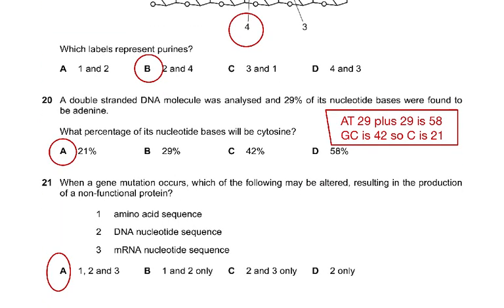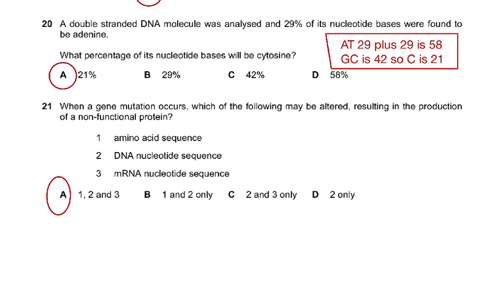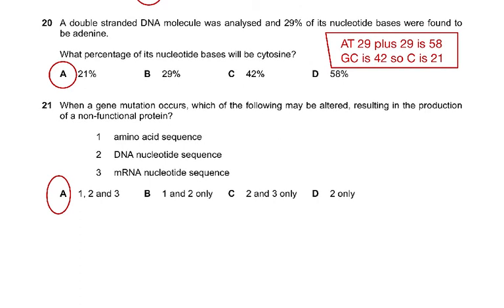Then we come on to question 20. A double-stranded DNA molecule was analyzed and 29% of its nucleotide bases are found to be adenine. Which percentage will be cytosine? And that was easy. 29 adenine and thymine. 29 plus 29 will be 58. So remaining is 42. So there has to be 21.